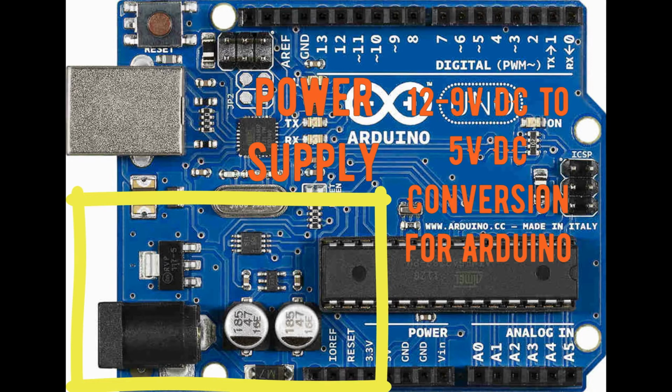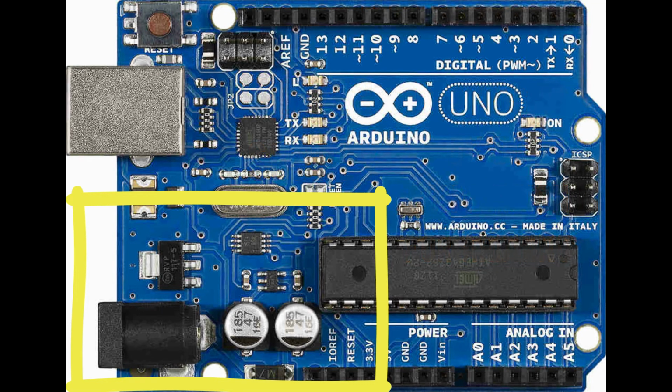Its specification is that it takes 9 to 12 volt DC power and converts it down to 5 volt DC, because all the microcontrollers in the world use 5 volt or some of them use 3.3 volt to operate. These two are the standards of digital electronics, 5 volt or 3.3 volt DC.